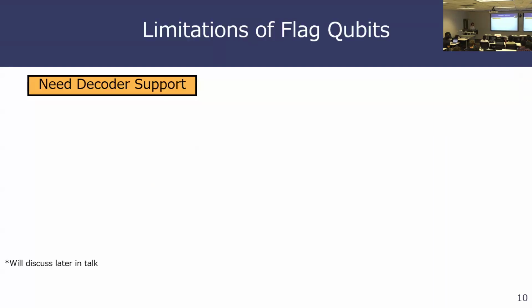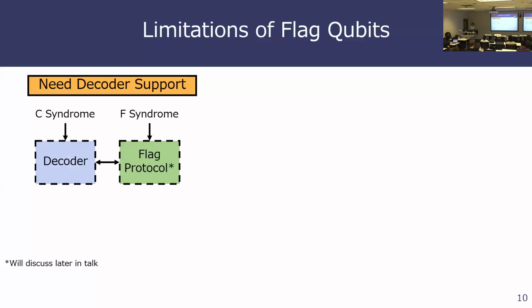But here's a challenge with flag qubits. There are two things. The first thing is that I need decoder support. Because I'm measuring both check qubits and flag qubits, I need to somehow combine them when I'm doing error correction. This is where we need something called a flag protocol, and we'll discuss this later. I need to leverage this flag protocol to actually detect propagation errors. If I just measure the flag qubits and then don't use them properly, I can never actually correct propagation errors.